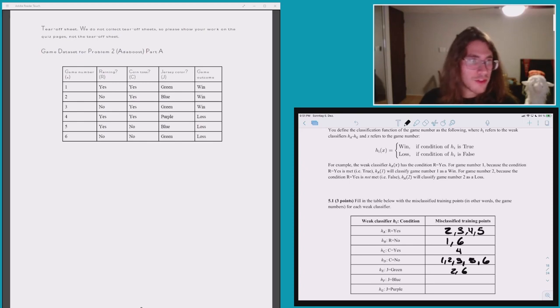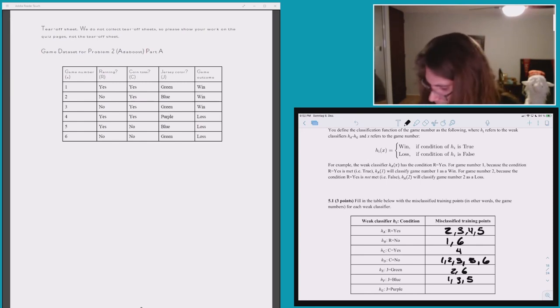Then if the jerseys were blue, the game was won. 1 is incorrect, 3 is incorrect, and 5 is incorrect. 1, 3, 5. Then for purple, 1 is incorrect, 2 is incorrect, 3 is incorrect, and 4 is incorrect. 1, 2, 3, 4. That's an unlucky one.